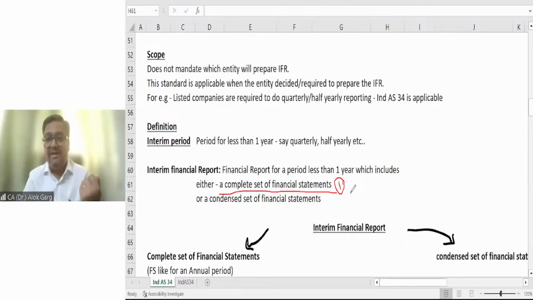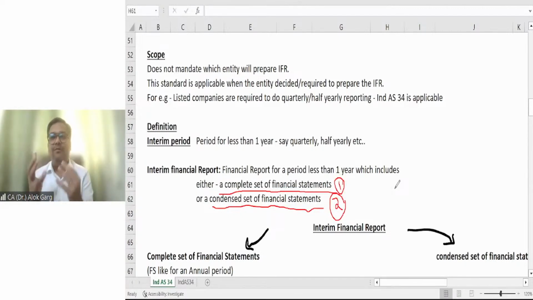Why? Because in Ind AS 34 there is another option. If you don't want to prepare a complete set of financial statements, you can prepare a condensed set of financial statements, a condensed set, right? And this condensed set is a smaller version of the full set of financial statements, where the complete balance sheet will be there, complete profit and loss will be there, complete cash flow will be there, right?